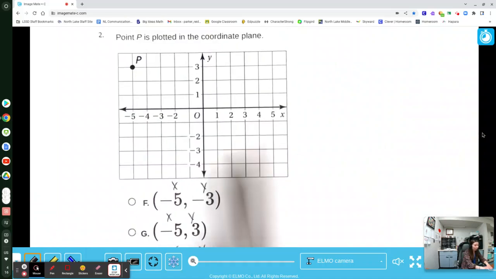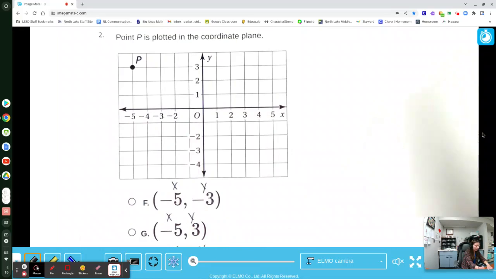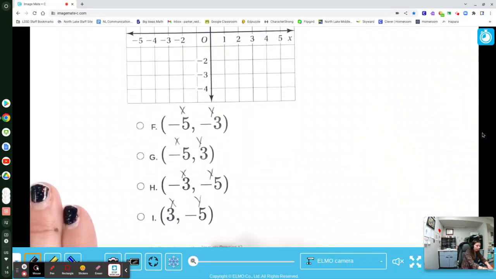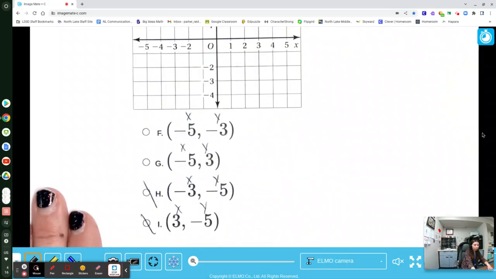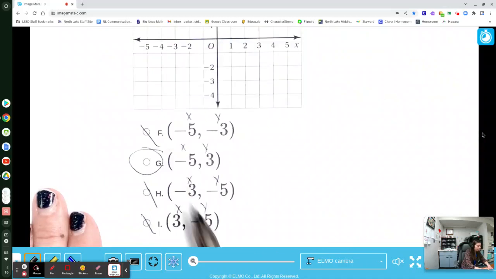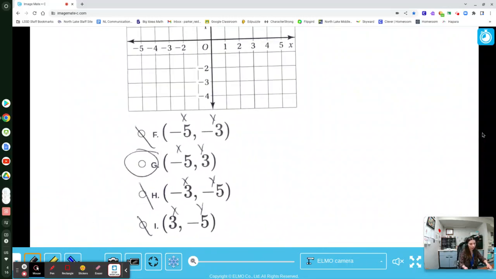So let's look at the x value first, x across. Looks like we moved left 5, which is going to be negative 5. So we want one that has negative 5 for x. And now the vertical value, y, we went up 3, which is a positive 3. So we want option G, negative 5, positive 3. Left 5, up 3. X across, y to the sky.